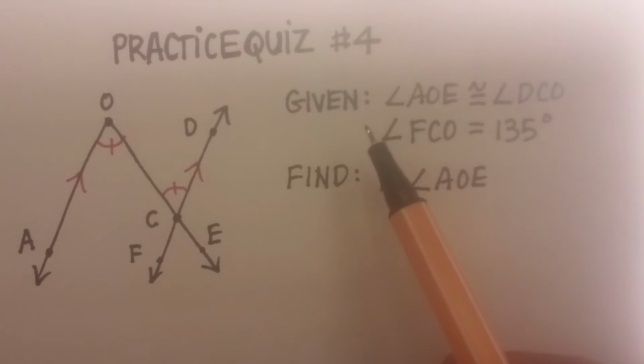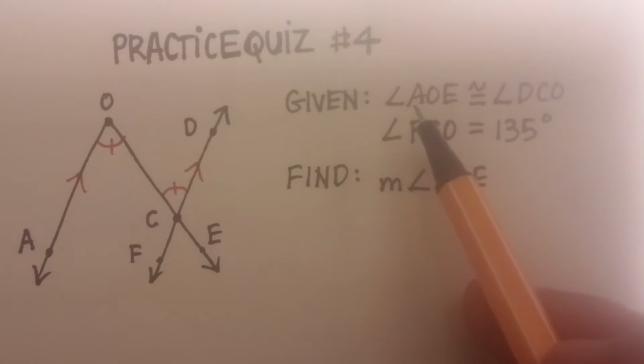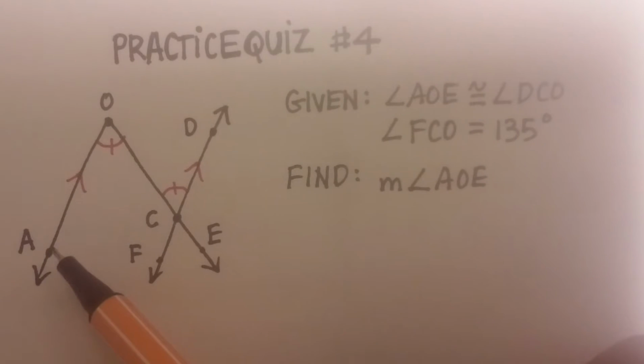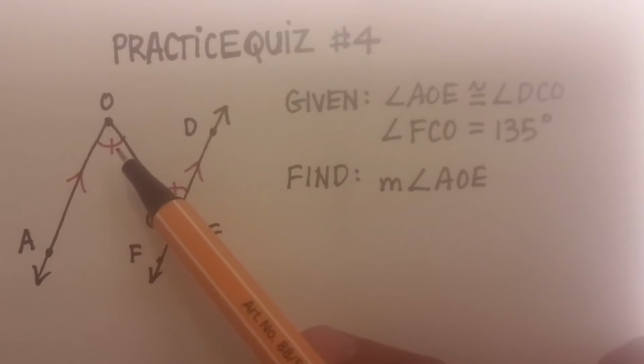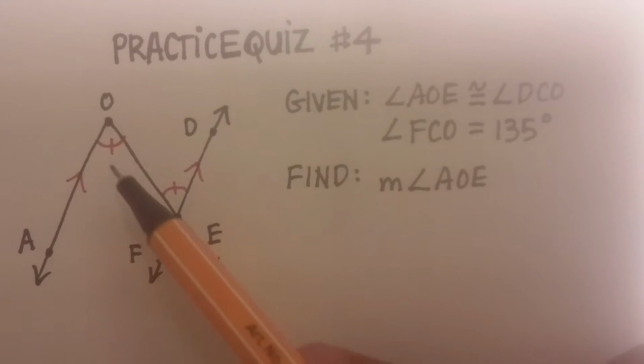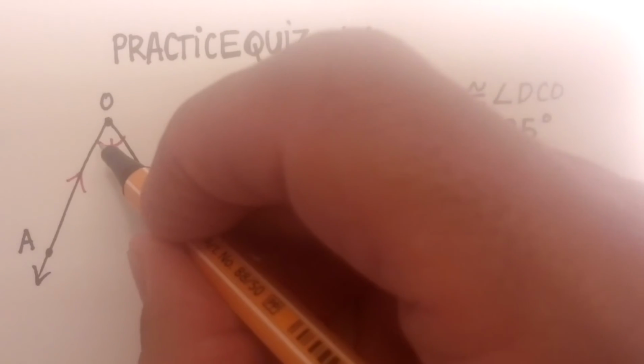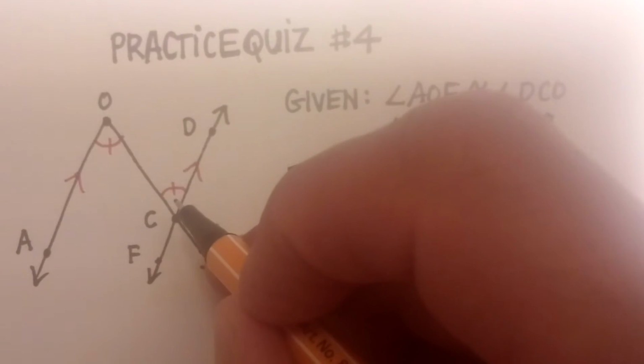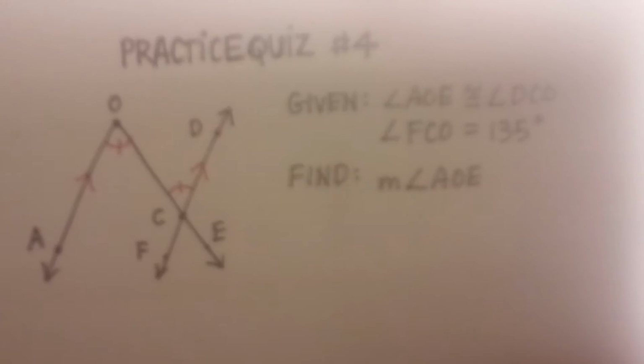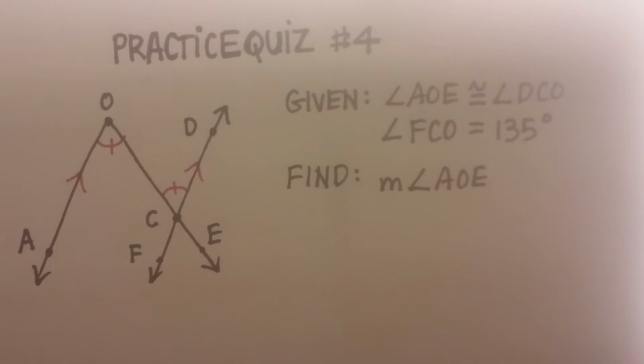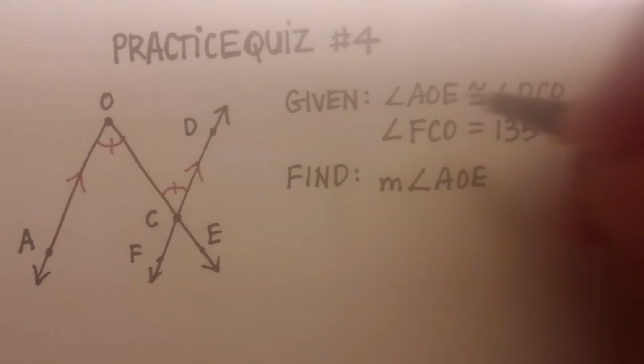So remember that the clues for analyzing these kind of figures are always given in the givens. All right, so let's see what it says in the given. We know that angle AOE, that's this angle right here, is congruent with angle DCO. And notice that we put the marks there. So that congruent mark through the angles tells us that those two angles are equal to one another. We also happen to know that angle FCO is 135 degrees.